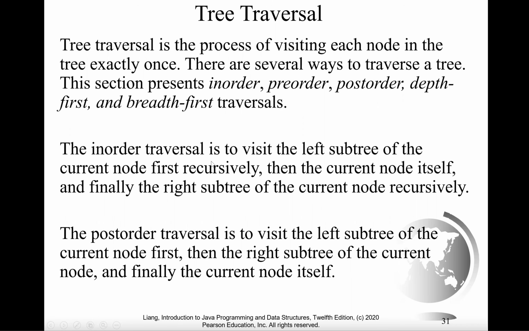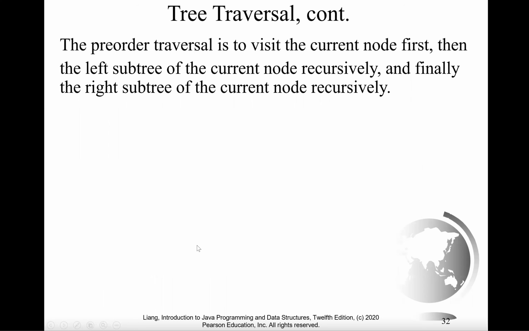In-order traversal is to visit the left subtree of the current node first recursively, and then the current node itself, and finally the right subtree of the current node. The post-order traversal is to visit the left subtree of the current node first, and then the right subtree of the current node, and finally the current node itself. So this is recursive traversal.